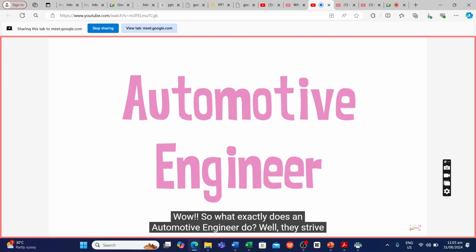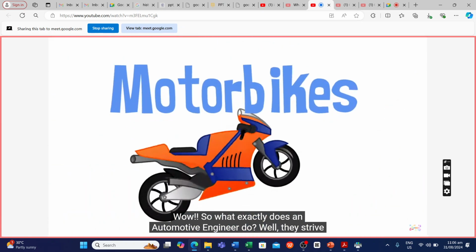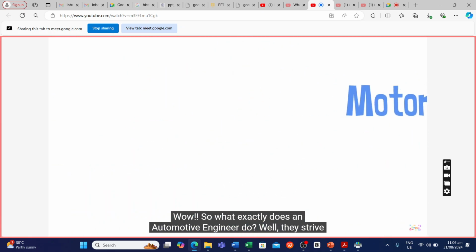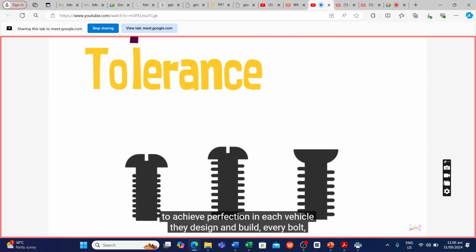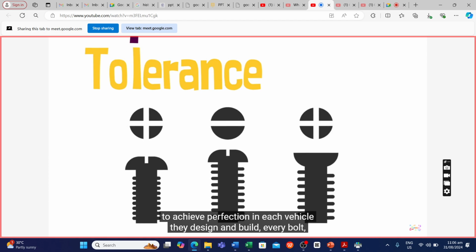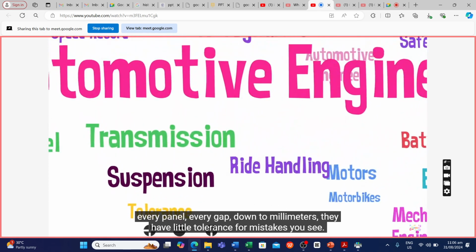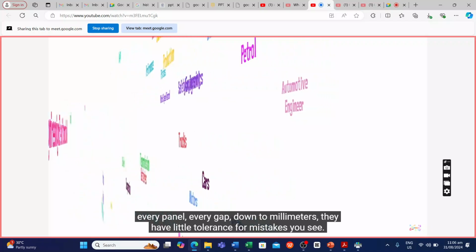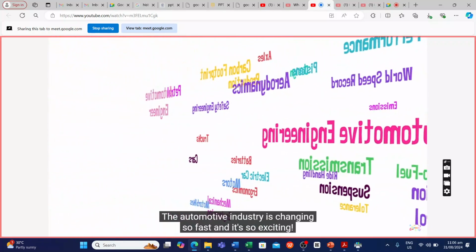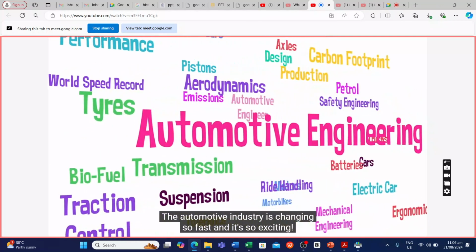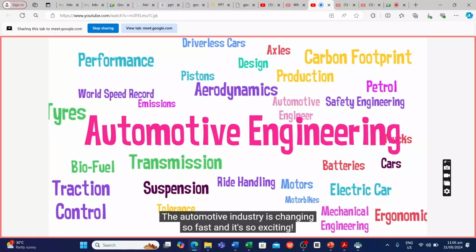Wow! So, what exactly does an automotive engineer do? Well, they strive to achieve perfection in each vehicle they design and build. Every bolt, every panel, every gap, down to millimeters. They have little tolerance for mistakes, you see. The automotive industry is changing so fast, and it's so exciting.